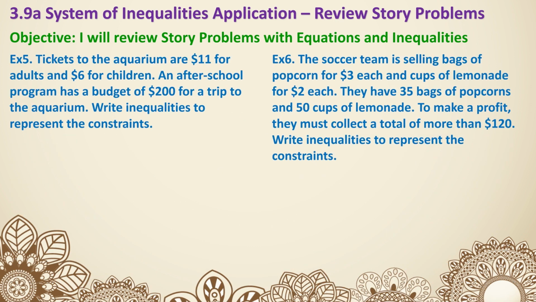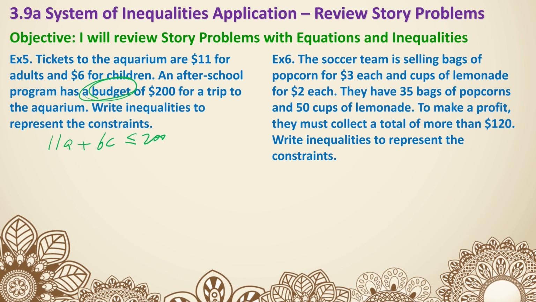Moving on, example 5. Tickets to the aquarium are $11 for adults and $6 for children. An after-school program has a budget of $200. Budget means you can't go over it. Write inequalities to present the constraints. So $11 for adults, which is 11A, $6 for children, so 6C, they need to be added together to calculate the cost of the tickets. The budget is 200, which means you can't go over it, so it's going to be less than or equal to 200.